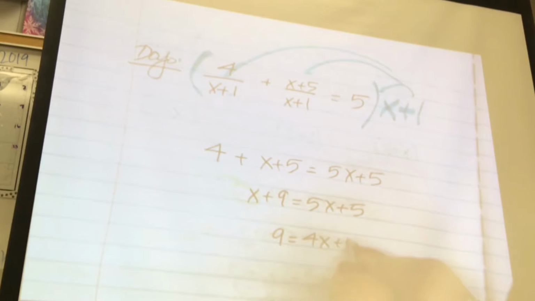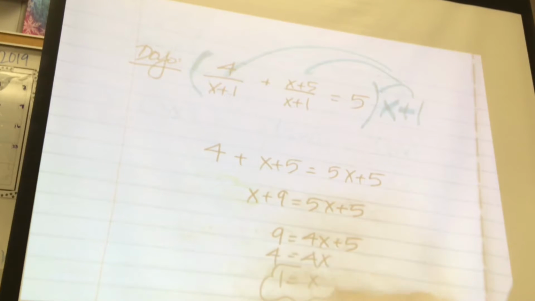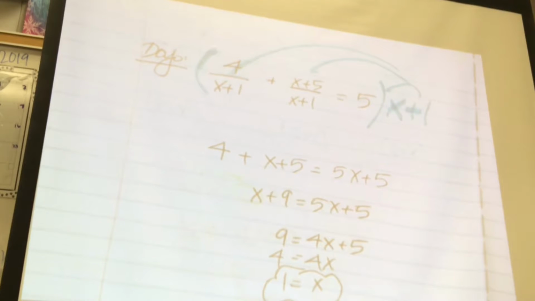And then subtract 5. So 4 equals 4x, so x equals? Wait, is that right? What do you think, Isaiah?